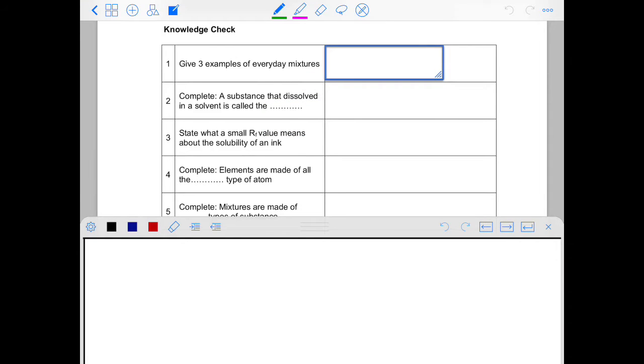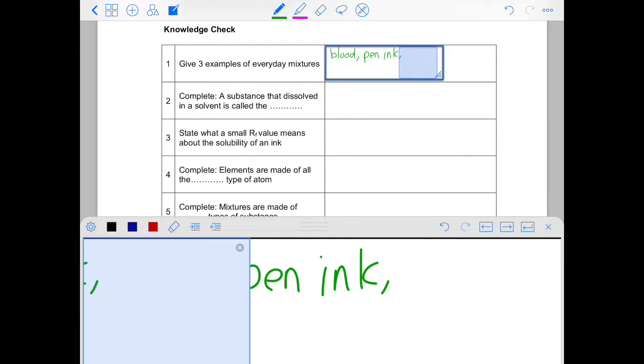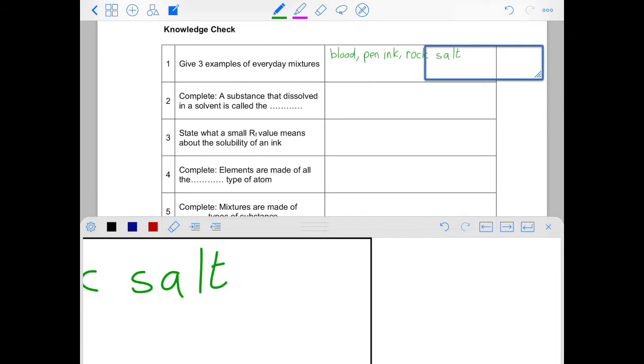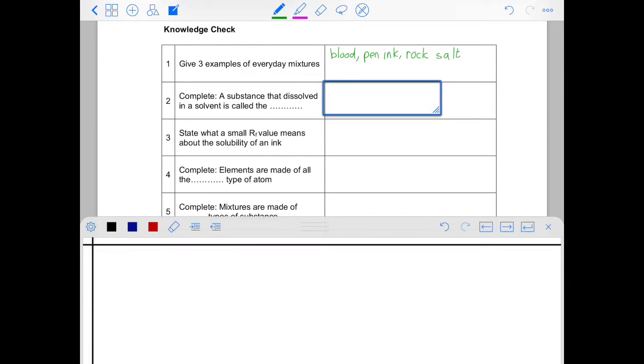So now making sure you have your feedback color pen, and we'll add some of the feedback of the correct answers. So 3 examples of everyday mixtures. There are all kinds of examples that you could do here. The 3 that we did talk about last lesson were blood, being a mixture of various cells, plasma, as well as other molecules, pen ink, being a mixture, and rock salt. If you have any other mixtures written down, it's probably all right. You might want to double check with your teacher if you're not sure.